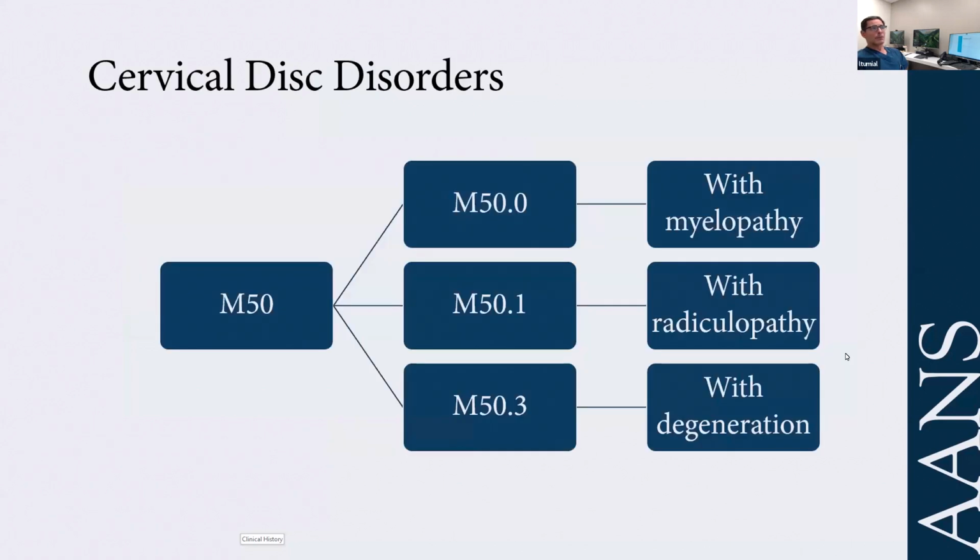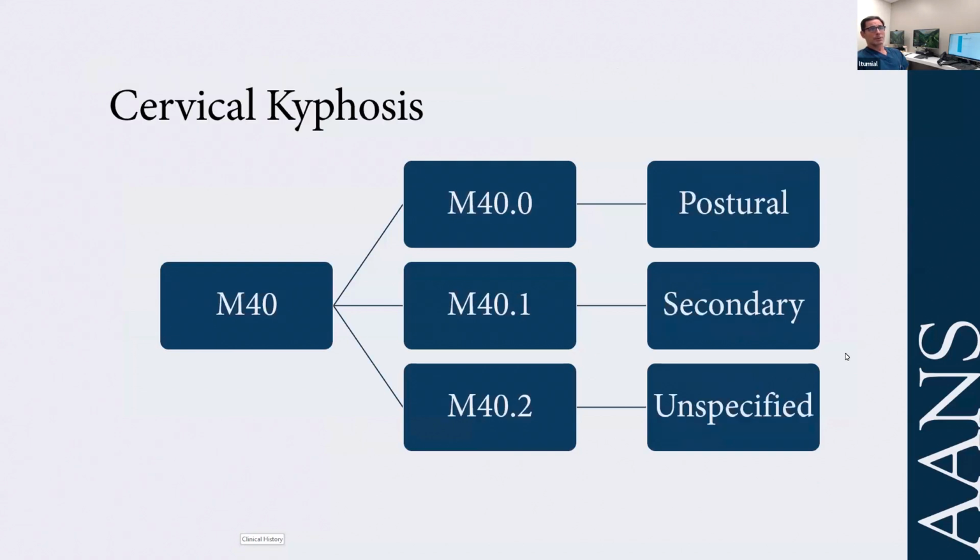So these are all of the codes that are very commonly used: stenosis, spondylosis, radiculopathy, myelopathy. What about the M50 codes? These are the codes I would be using in patients who don't have a lot of spondylosis, or very little spondylosis, because they're going to be motion preserving procedures that I plan on doing. Kyphosis, typically secondary because they've had previous laminectomy. Postural is just time and gravity, unspecified M40.